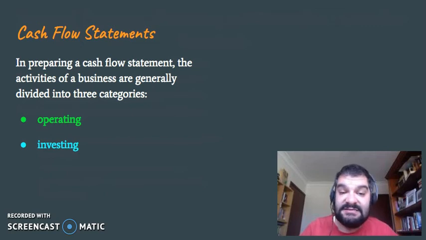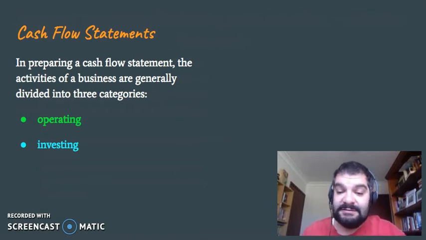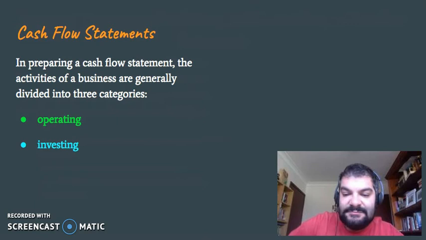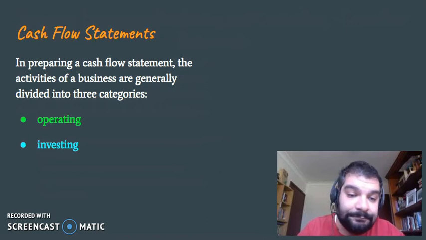There can also be the investing activities category. These are the cash inflows and outflows relating to the purchase and sale of non-current assets and investments, so non-current being greater than 12 months. These assets and investments are then used to generate income for the business. So, for example, selling an old car, buying new plant and equipment, or buying more property.